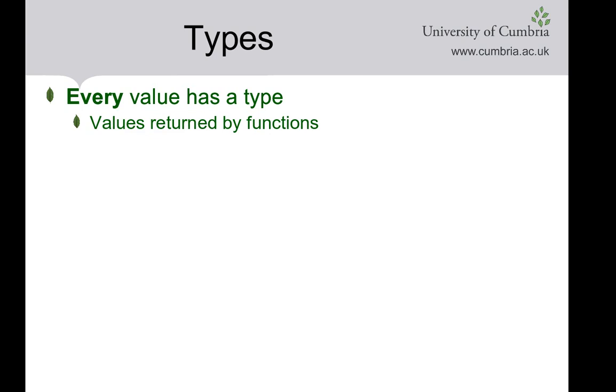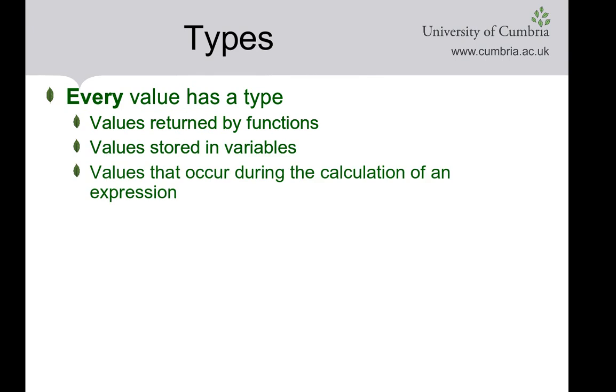Values can be returned from functions that do something for us. Values are stored in pieces of memory in programming called variables, and we'll deal with variables in the next session. Values also occur at several stages during the calculation of an expression. So x equals 2y plus z, for example, would result in several different values being generated at various different points.